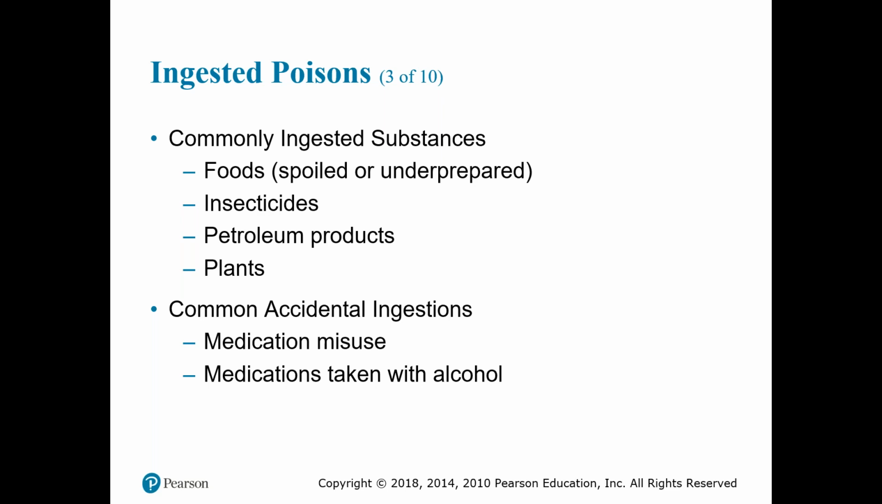Other common ingested substances: foods, petroleum products, plants. Food is going to be considered a poison when it's spoiled or underprepared. So underprepared chicken or meat, if not cooked to a certain temperature, then all of that bacteria is still within that food substance. A lot of times patients will display relatively mild signs and symptoms. Oftentimes they're not going to be called for food poisoning. They're going to be able to take care of that themselves.